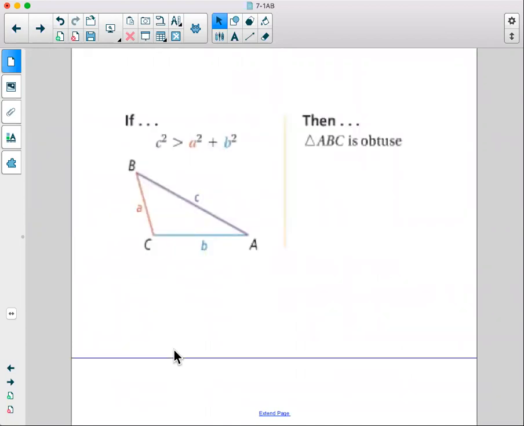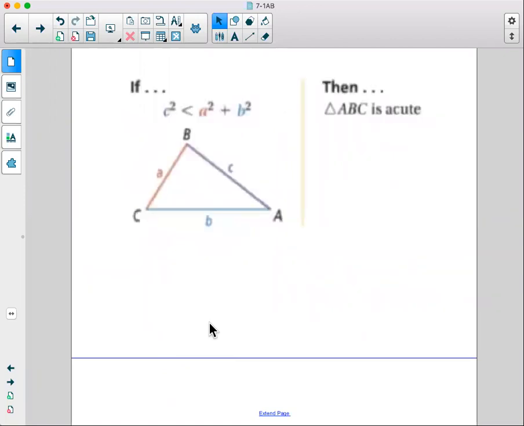We can go even further, because if a squared plus b squared exactly equals c squared, then that is a right triangle. But if c squared is too big, it would push open that angle, and we'd have an obtuse triangle. So if we run a test and c squared is too big, that means we have an obtuse triangle. On the other hand, what if c is too little? If we run a test and c squared is too little, then the angle will be smaller than 90 degrees, and that would be an acute triangle.